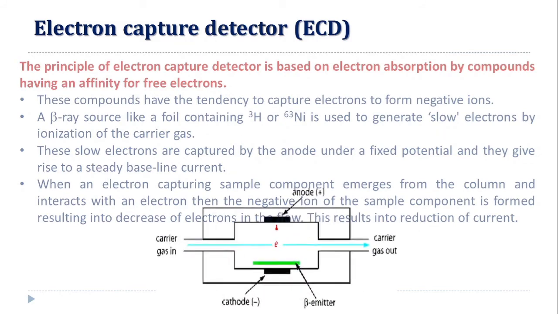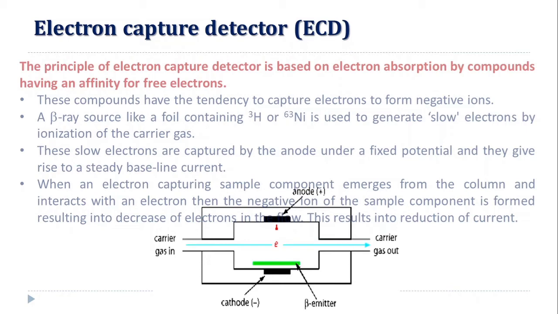So see here the instrumentation. From here the carrier gas is coming. Suppose there is no sample or no mixture in the carrier gas. So this is only carrier gas coming into this one. This is a beta emitter, like tritium or nickel. Here a potential is applied. This is a cathode and this one is an anode. So these beta emitters ionize the carrier gas and electrons will be generated. These electrons are negatively charged, so they will be absorbed by the anode and form a current.